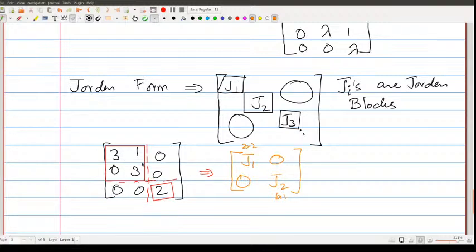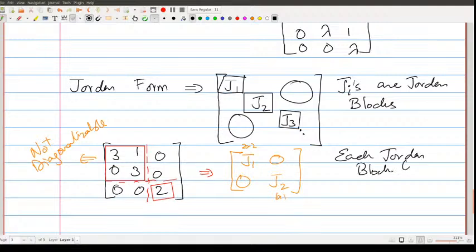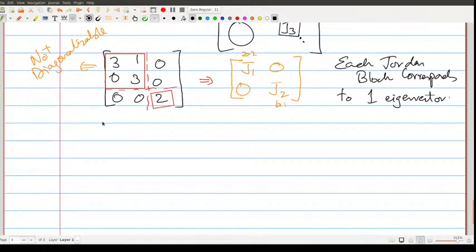So this matrix is not diagonalizable. And the reason is that this repeated value just has one eigenvector. So each Jordan block corresponds to one eigenvector. Let's look at more examples. Another example can be the following.